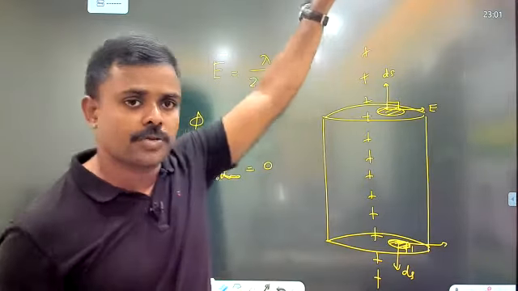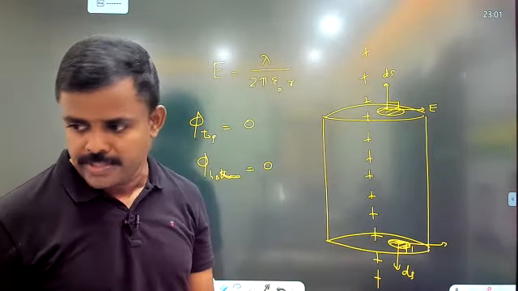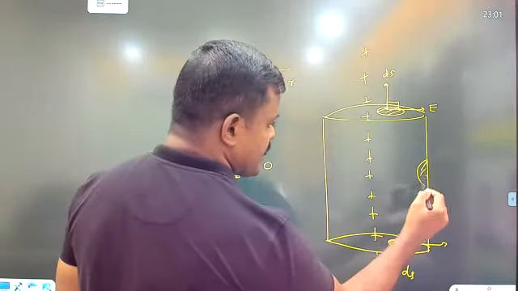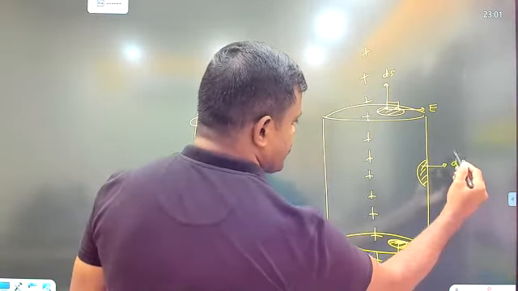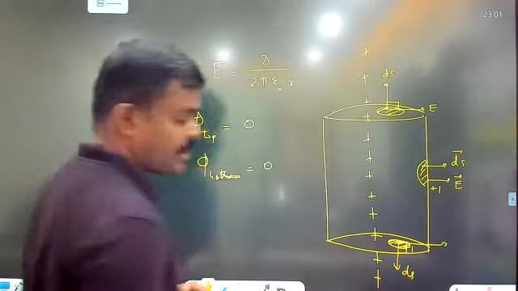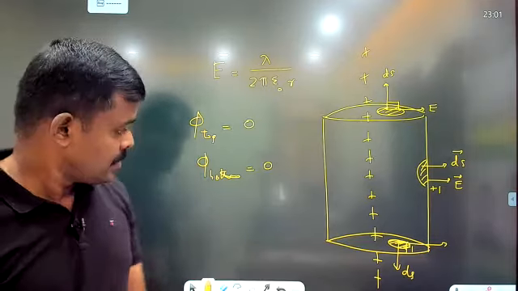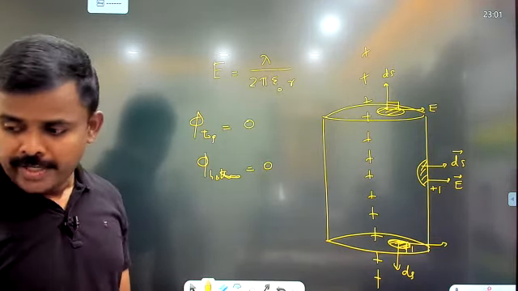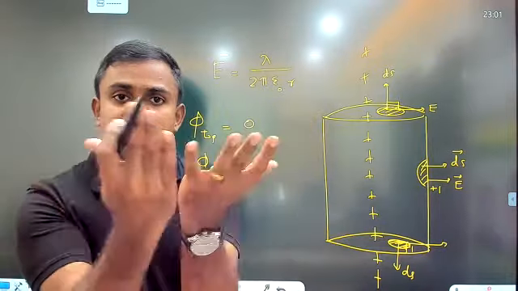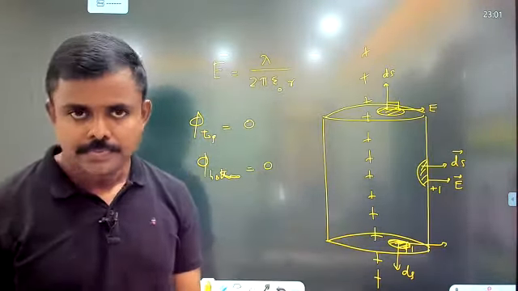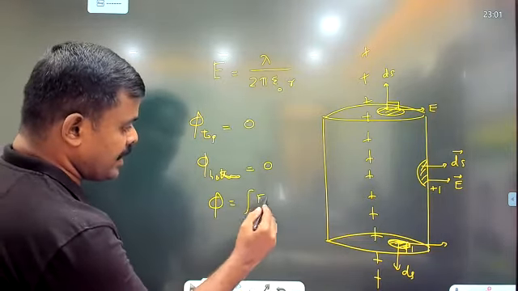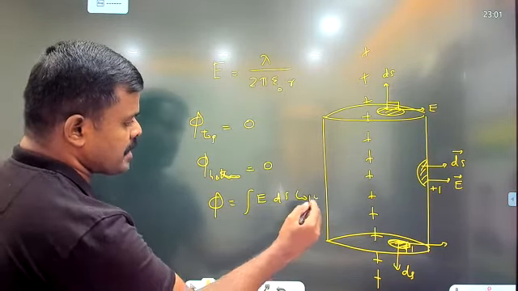So no flux passes through the top surface. No flux passes through the bottom surface. The entire flux passes through the curved surface only. On the curved surface, I can take an area, this is the area vector dS. The electric field is to the right. Flux through the bottom is 0, flux through the top is 0, and the entire flux passes through the curved surface. So what is the flux there? Phi is equal to the integral of E dS cos 0.